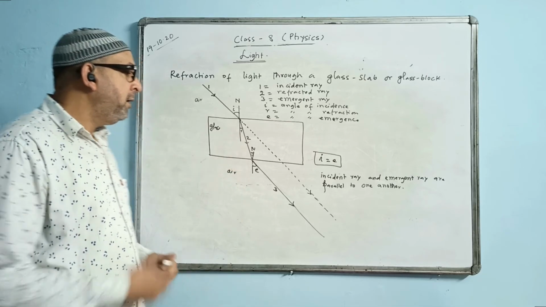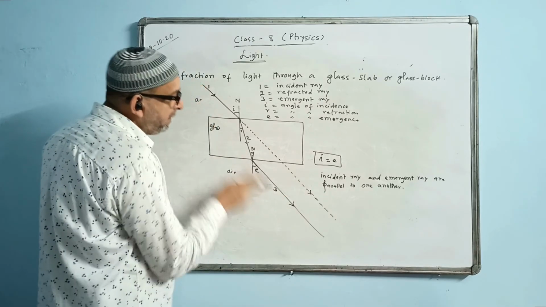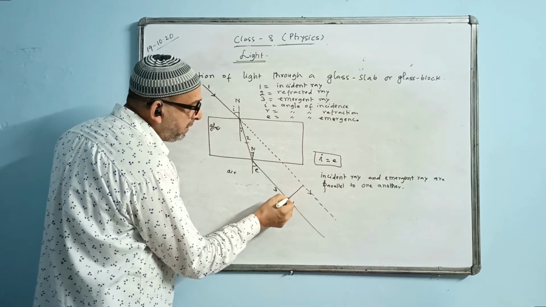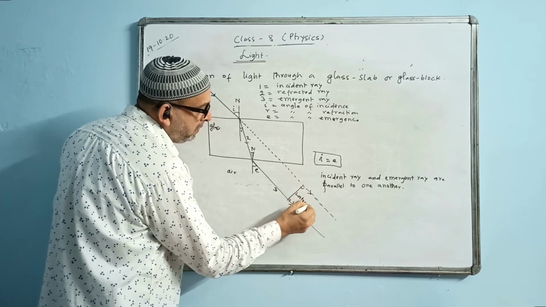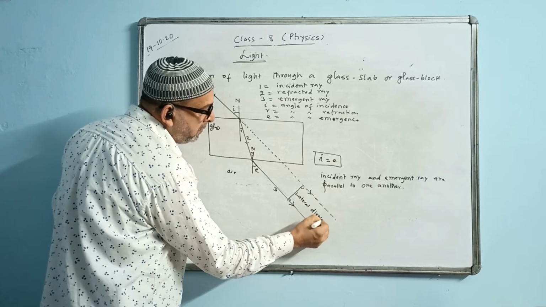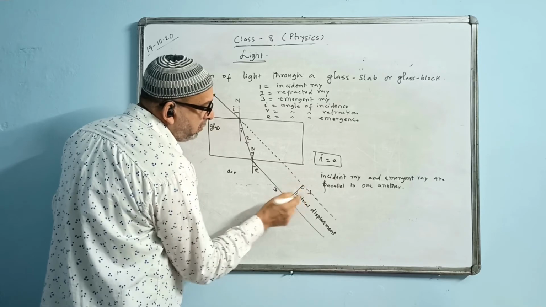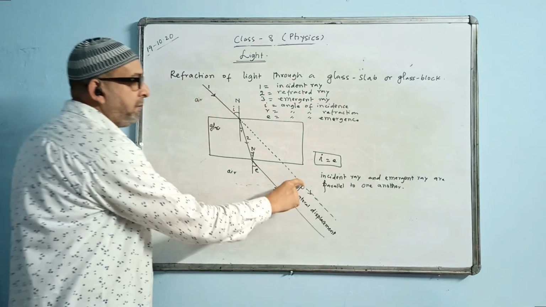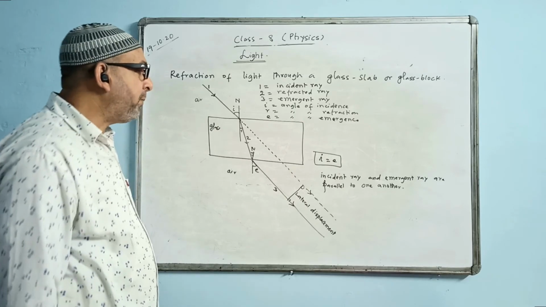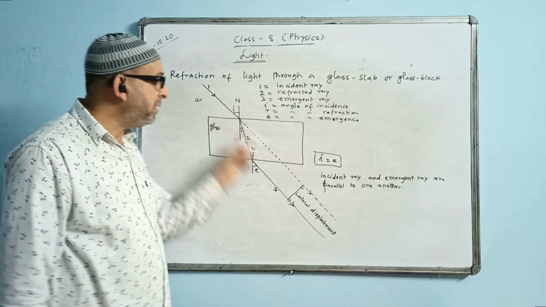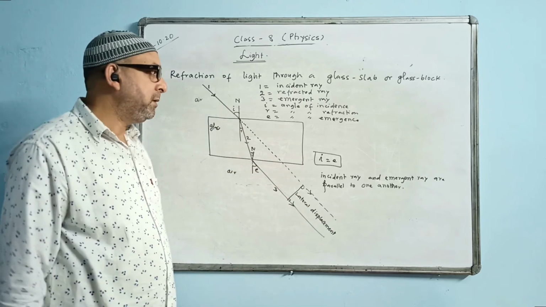Here the perpendicular distance between the incident ray and the emergent ray is called lateral displacement. This gap, this distance is called lateral displacement. The shortest or perpendicular distance between the incident ray produced and the emergent ray is called lateral displacement.